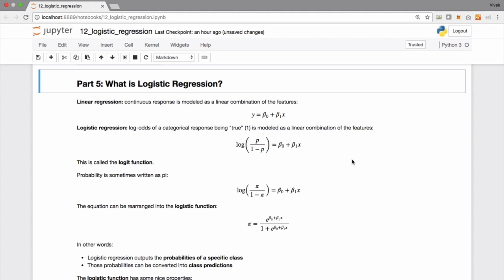So instead of writing y equal to beta 0 plus beta 1 x as in the case of linear regression, we write the log of odds, and odds, as we already know, is just probability divided by 1 minus probability. So we take the log of p by 1 minus p to be equal to beta 0 plus beta 1 x. This is called the logit function, and this is the function that we are trying to come up with when we are trying to do logistic regression.